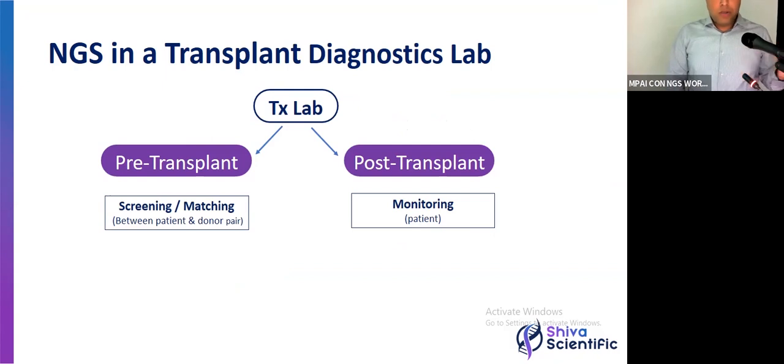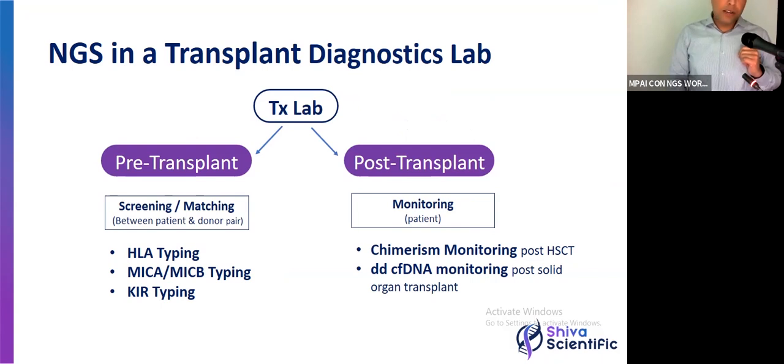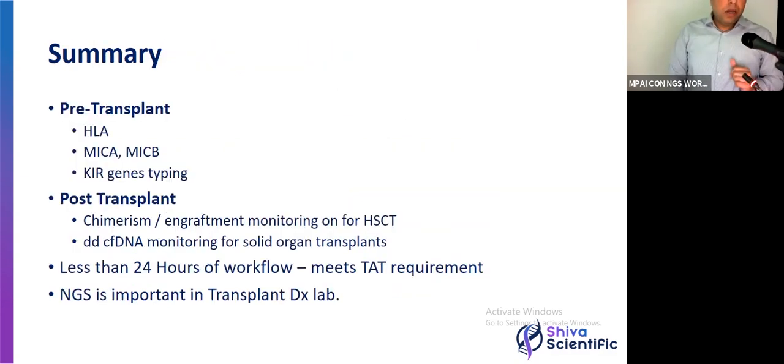To summarize what is possible in transplant diagnostics: for pre-transplant, we can do high resolution HLA typing, NGS MIC-B typing, and KIR gene allelic typing. For post-transplant, for hematopoietic stem cell transplant, we can do chimerism and engraftment monitoring, and for solid organ, we can do donor-derived cell-free DNA monitoring. NGS-based assays are important. For pre-transplant, HLA is the most used, but now MIC-B has been widely adopted. KIR genes are being used for HSCT. For post-transplant, this cell-free DNA assay we're launching this April would be a game changer. And all of these assays can be done in less than 24 hours.